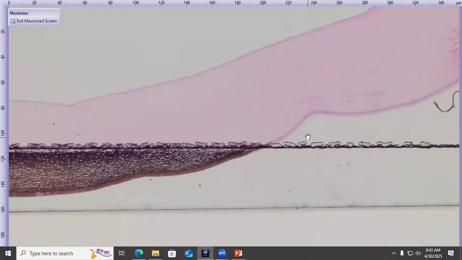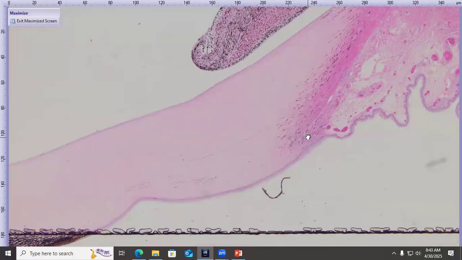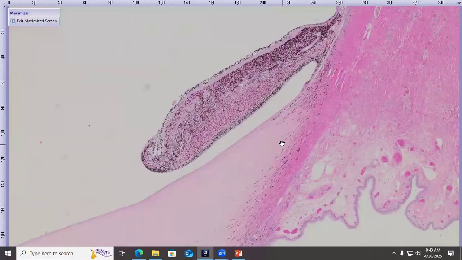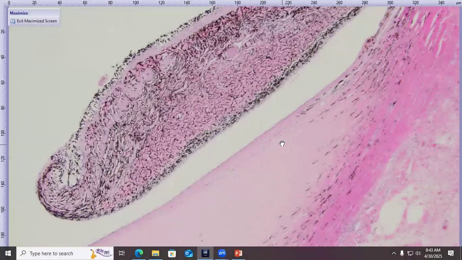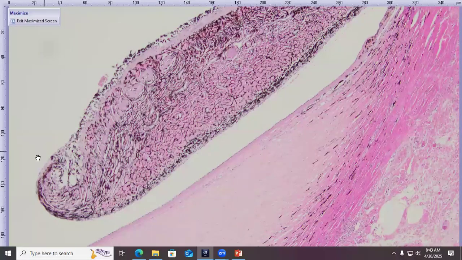Right. So again, since the globe is on the slide a little bit sideways, it's going to be a little bit differently oriented. So our cornea is down here on the bottom. We've got a little bit of vascularization and maybe some neutrophils coming in here. Here is our iris.